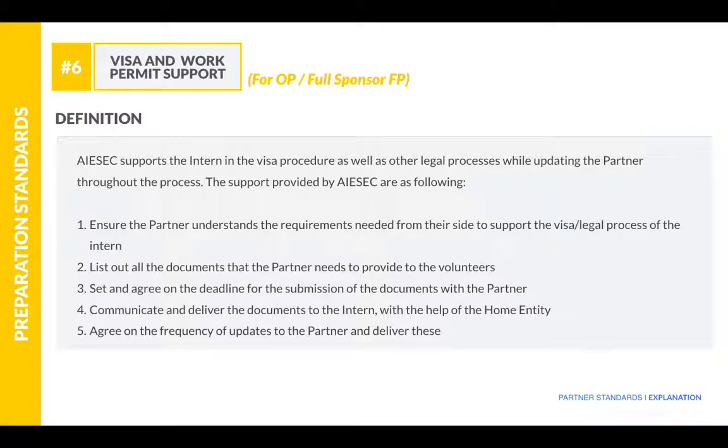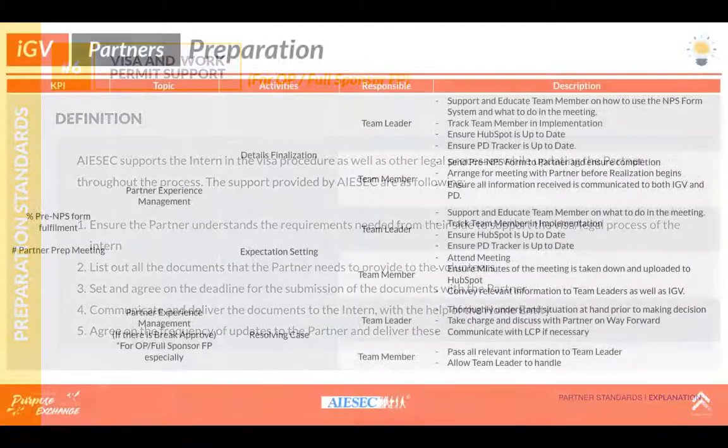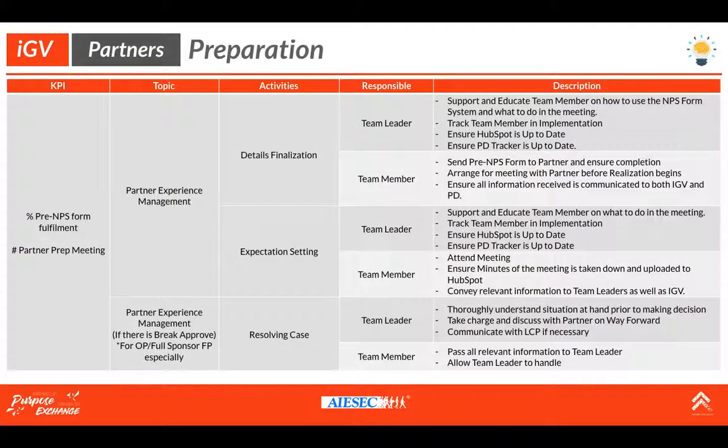Okay, then for work permit and also visa, it's only applicable for OP and full sponsor FP that you need to walk through all this information with them. Okay, make sure your partner is very clear about the EP visa, what kind of visa they are using, and what the procedure is for getting all these legality documents done. Okay, so here are certain SOPs that you can refer to, or certain activities for you to make sure that you conduct these 2 standards.